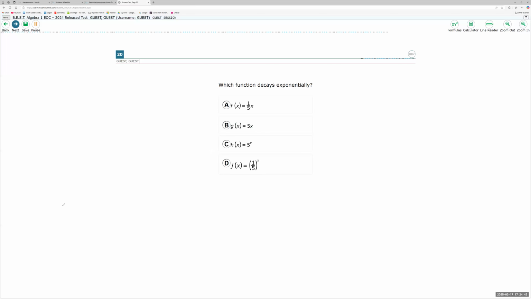B is the answer. Continue. Okay, decay. Again, when the number in the parentheses is less than 1. So would it be 1/5 x or 1/5 to the power of x? It's exponential. This is linear. This is not decay because it's 5, like the previous example. This is linear also. This is negative linear. This is positive linear, 5x, positive linear. So they're both positive, no decay.